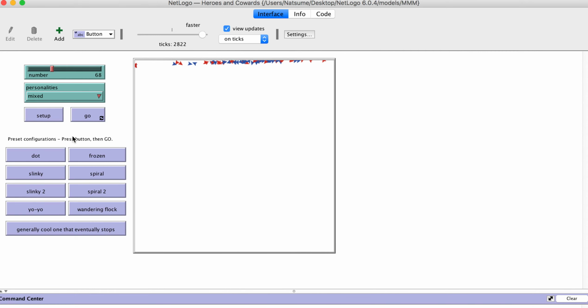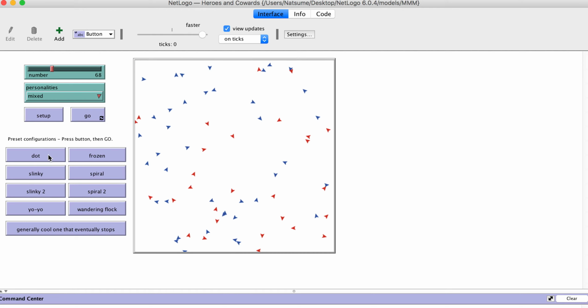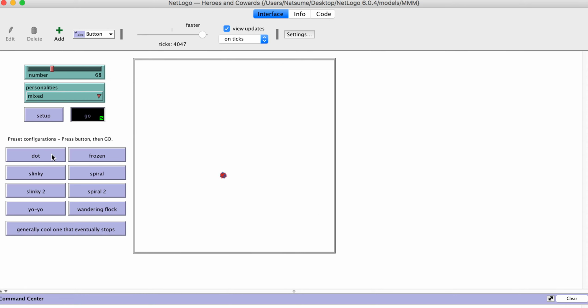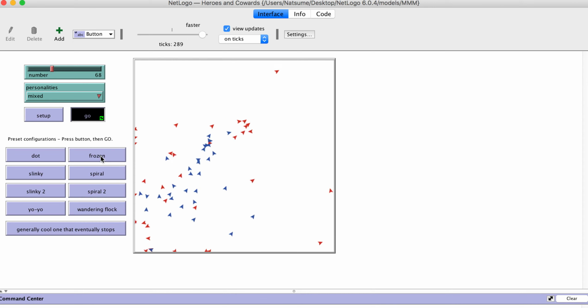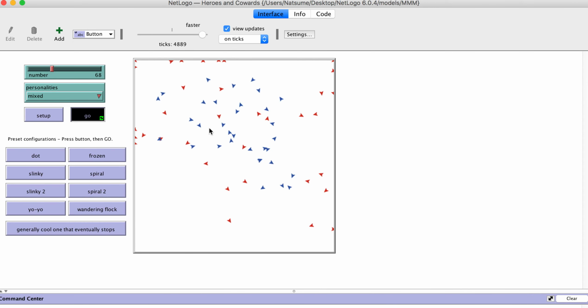Therefore, if we can capture the specific initial conditions, we can capture specific outcomes. For example, we have a specific initial condition named dots. When we run it, that's what we get. Every time we do it, that's exactly what we get. If we use an initial condition called frozen, every time we run it, we get the same outcome.